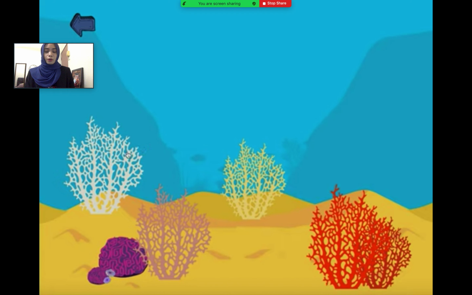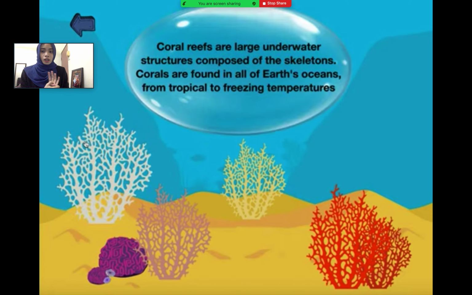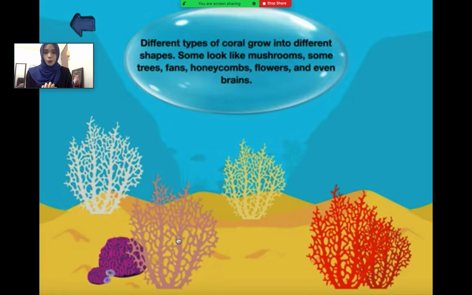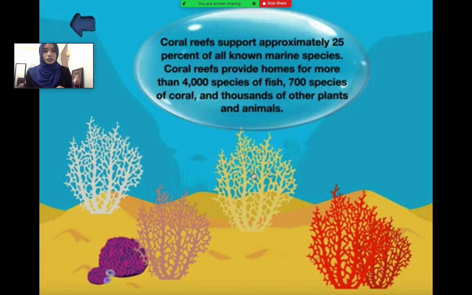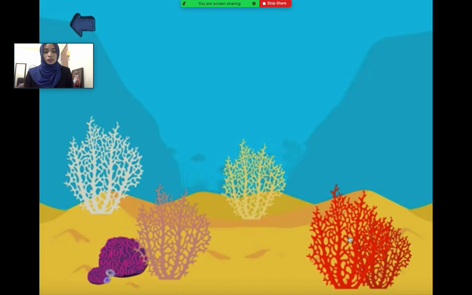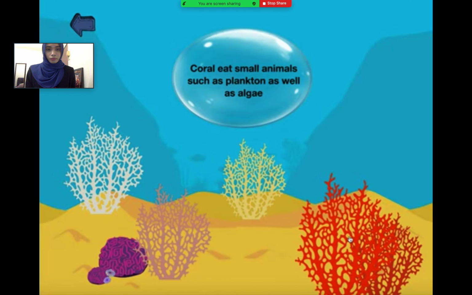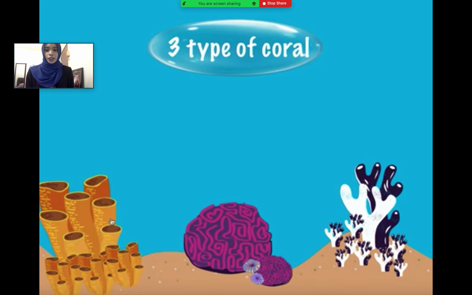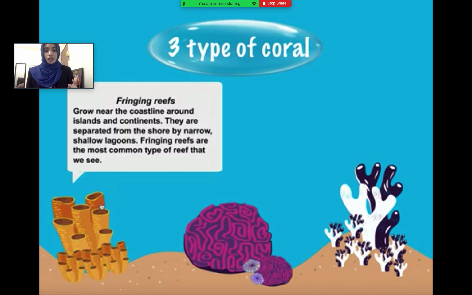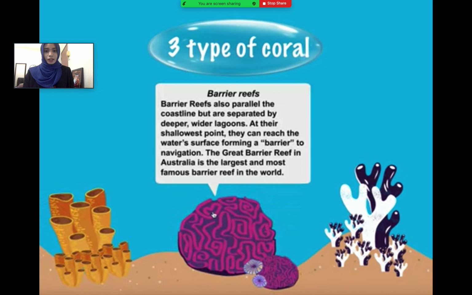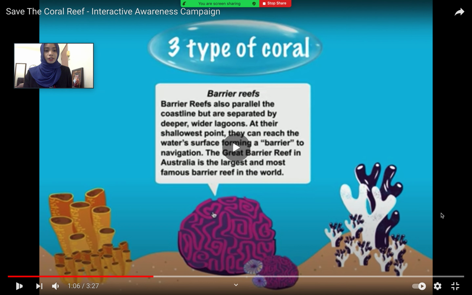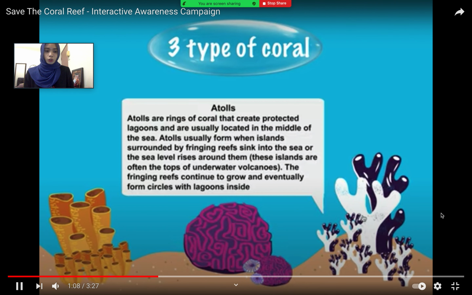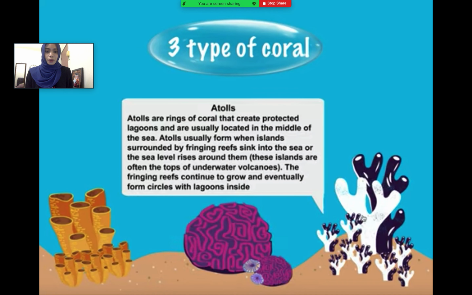Once you click the about coral, there's 4 corals you can hover on. They will show you a bit about what is coral, what type of coral it is, what animal live in it. Simply click the arrow button to go back. In here, you can see what certain coral looks like, how rough it looks. Once you click the atoll, this is what atoll looks like, where they live.